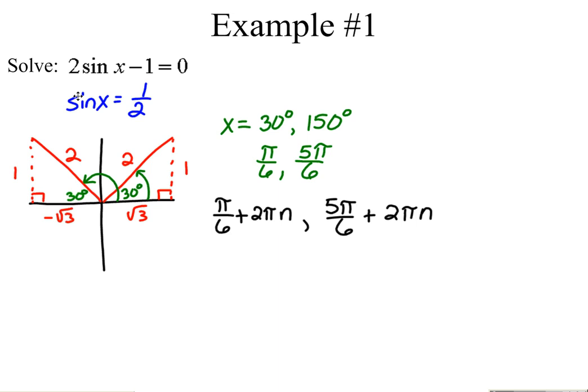In other words, if I add 2 pi to this first one, 13 pi over 6 is also going to be a solution. Add another 2 pi. 25 pi over 6 is going to be a solution. Add 2 pi to 5 pi over 6. 17 pi over 6 is going to be a solution. Add 2 more pi and so on. In other words, n here represents the number of rotations we would make within the coordinate plane.